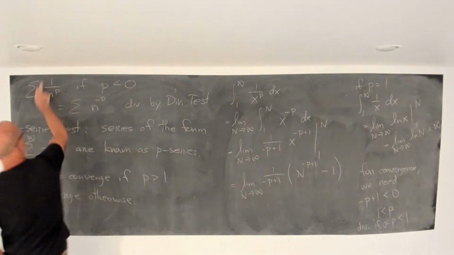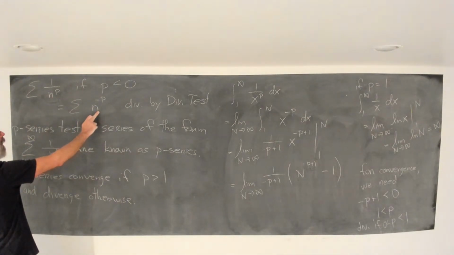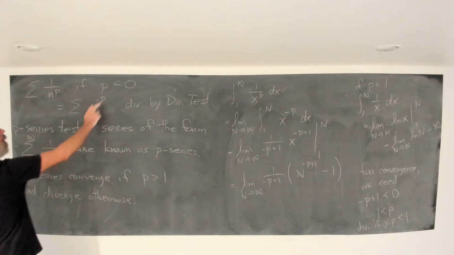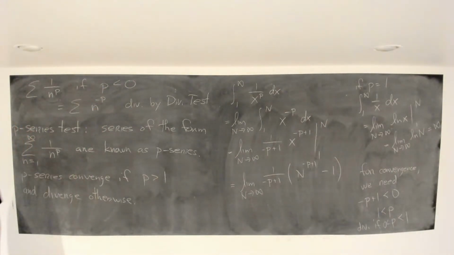Well, I'm starting with 1 over n to the p, which is really the same thing as n to the negative p. And if p is negative, then this exponent is positive.